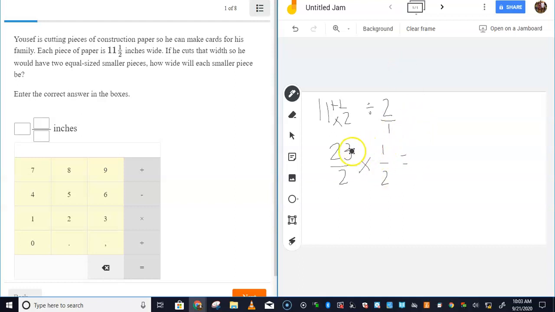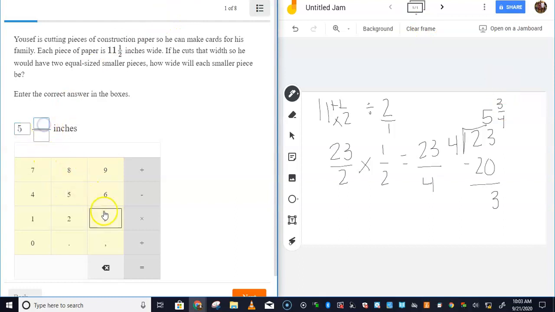So 1 times 23 is 23. 2 times 2 is 4. That is an improper fraction, so I'm going to change it to a mixed number. 4 times 5 is 20. 23 minus 20 is 3, so 5 3/4. So each side would be 5 3/4.